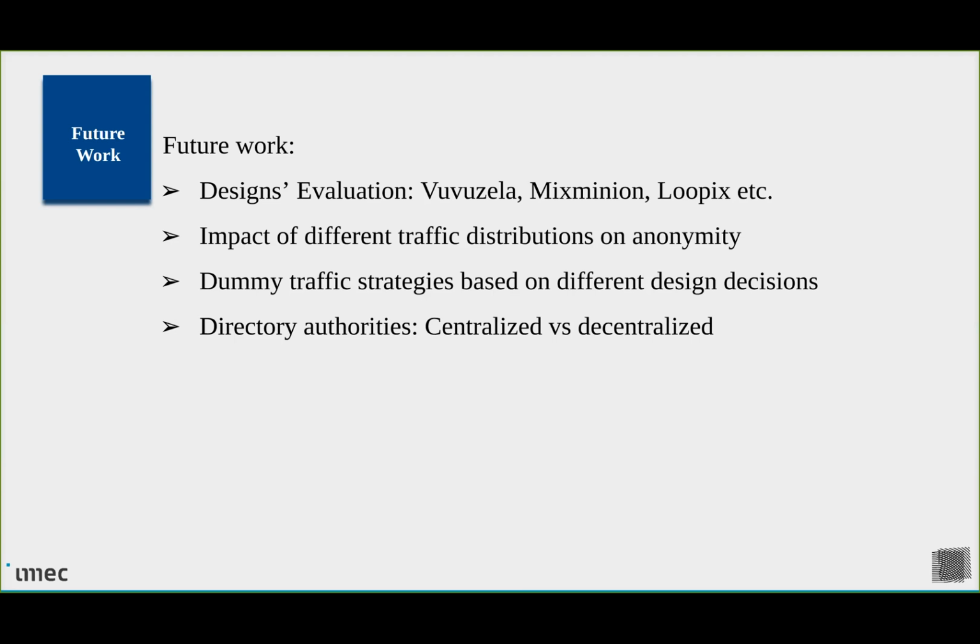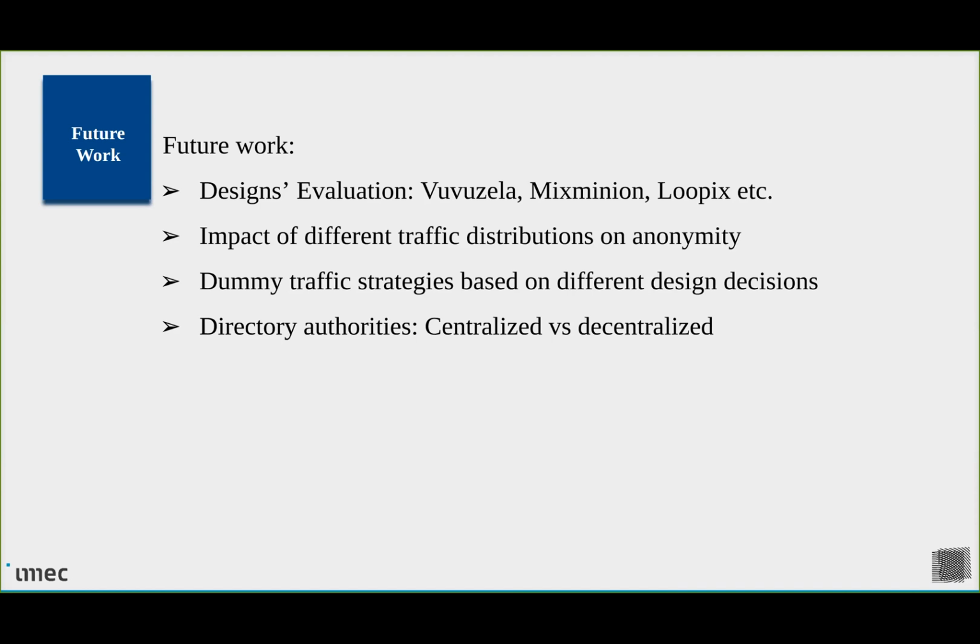Another question we would like to answer is how can we design dummy traffic strategies based on different design options, different design decisions. When we have a stratified topology, we have Poisson mix, should it be the same dummy traffic strategy as when we have, for example, like Vuvuzela, a cascade with time mix.